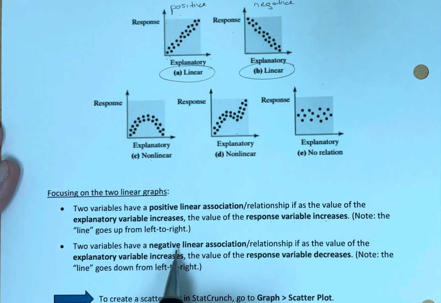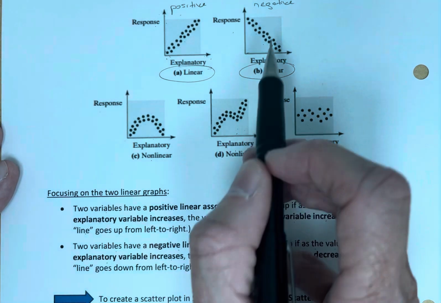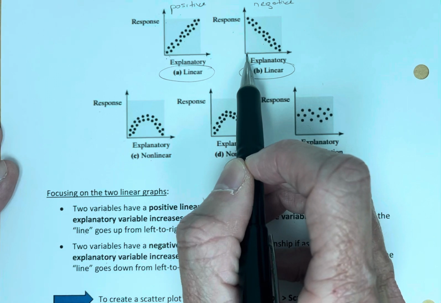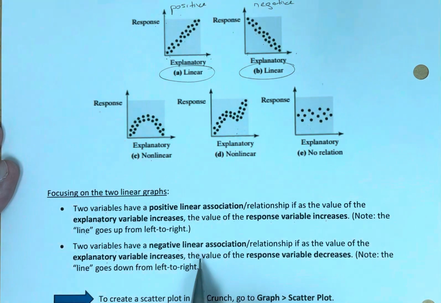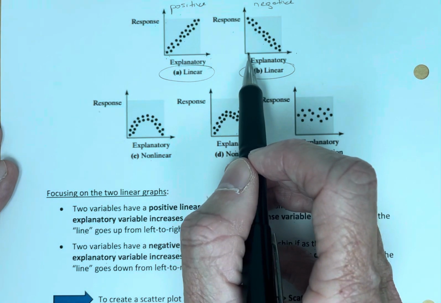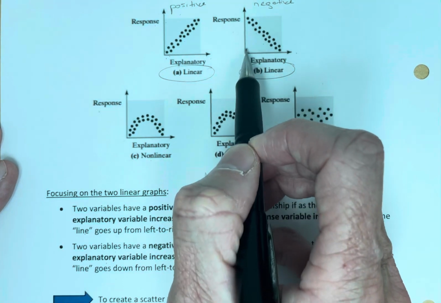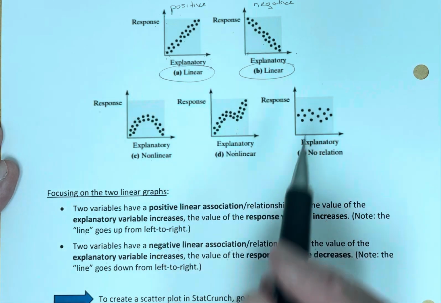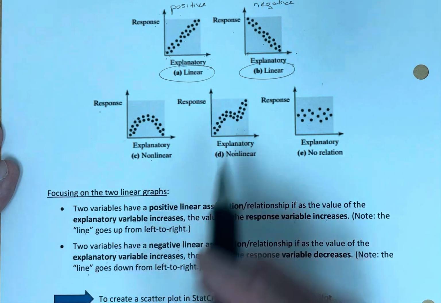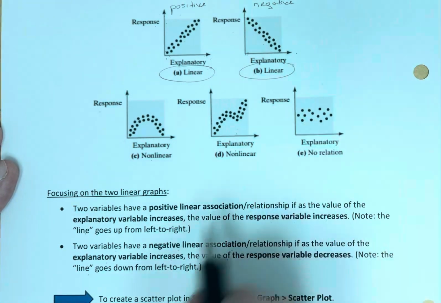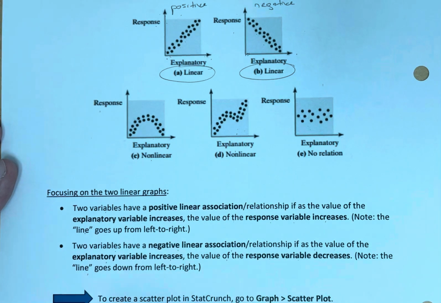Two variables have a negative linear relationship if, as the value of the explanatory variable increases, going from 0 up, the value of the response variable decreases. As we increase here, we're decreasing here. That is a negative relationship. The line of best fit goes down from left to right.